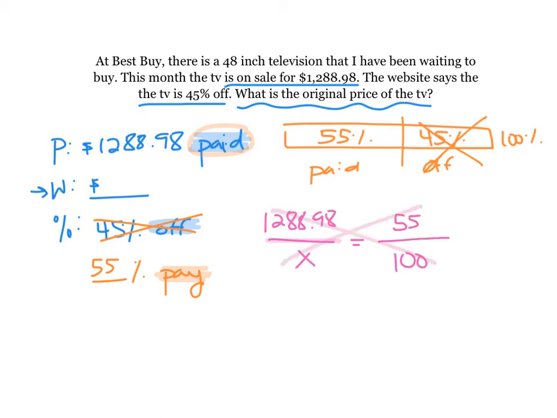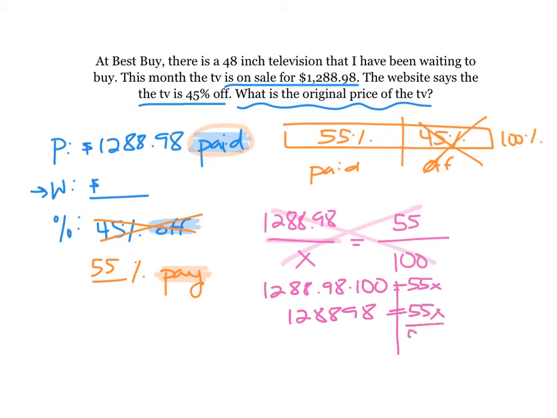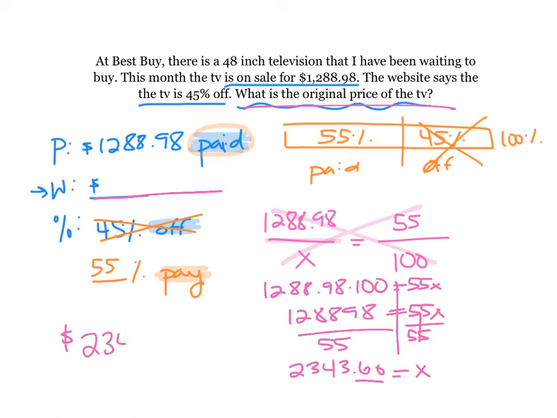I can go ahead and cross multiply. 1288.98 times 100 equals 55x. 128,898 equals 55x. When we divide by 55 on both sides, we end up with x equals 2,343.6. But remember, it is money. Money has 2 decimal places, so we add a 0 after it. So how much did the TV cost originally? $2,343.60.